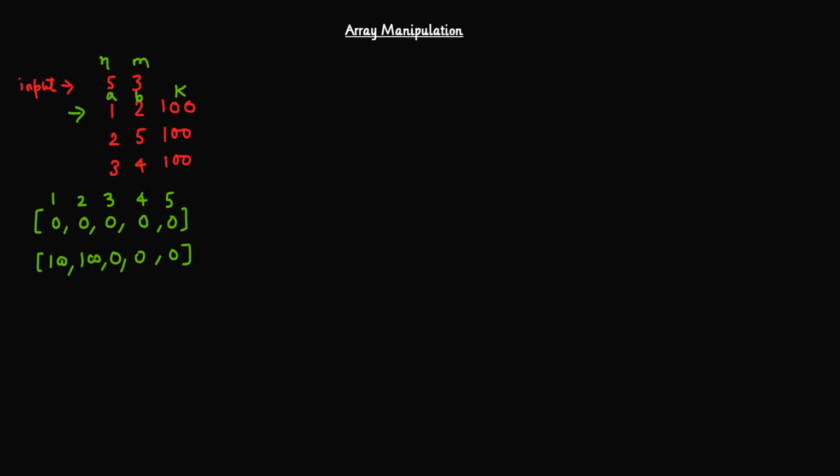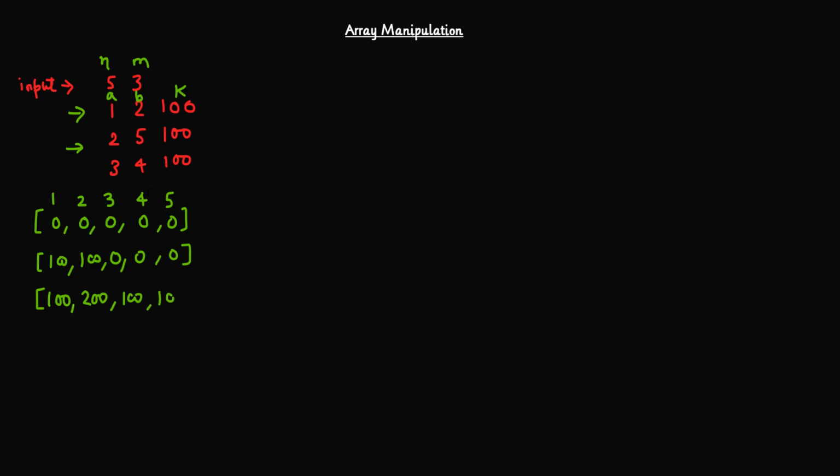Now for the second query, you have to add 100 from range 2 to 5. In index 2, 100 is already there, and you have to add one more 100, so it will be 200. You have to add that 100 from 2 to 5, so everywhere you have to add 100. If you add 100 here, it will be 100.